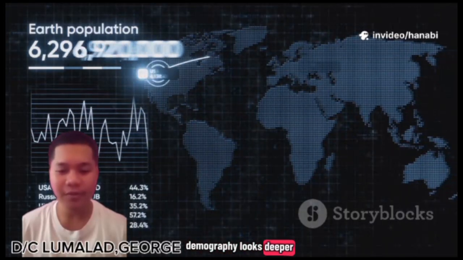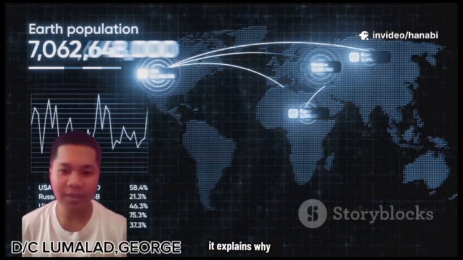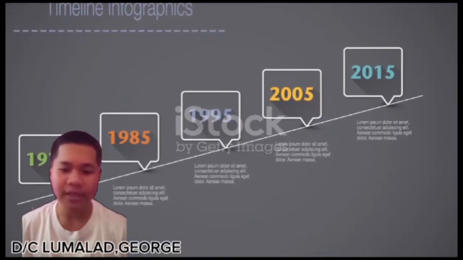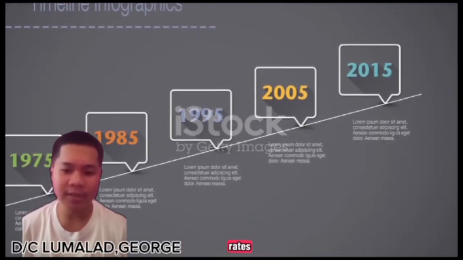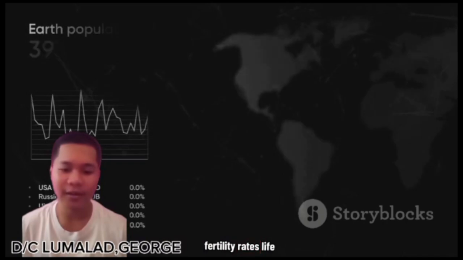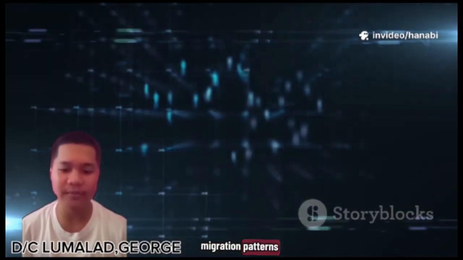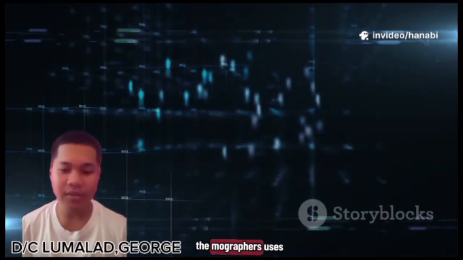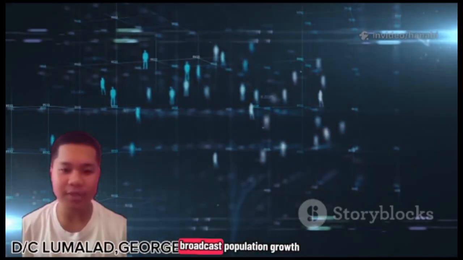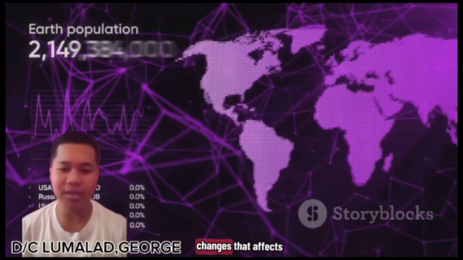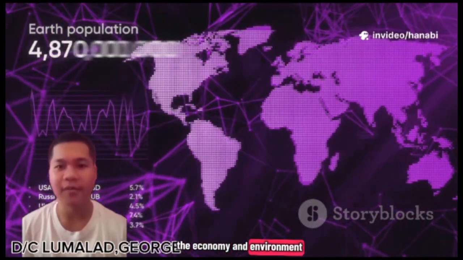Demography looks deeper than mere numbers. It explains why populations grow or decline. It studies fertility rates, mortality rates, life expectancy, and migration patterns. Demographers use these indicators to forecast population growth, urbanization, and social changes that affect the economy and environment.